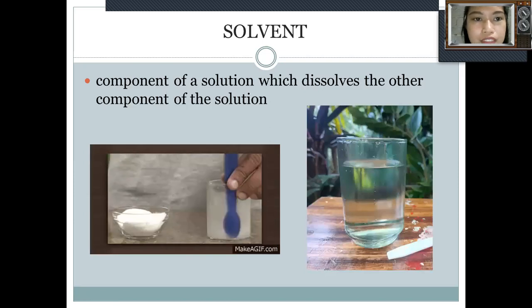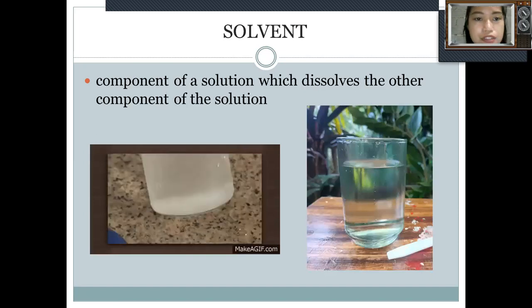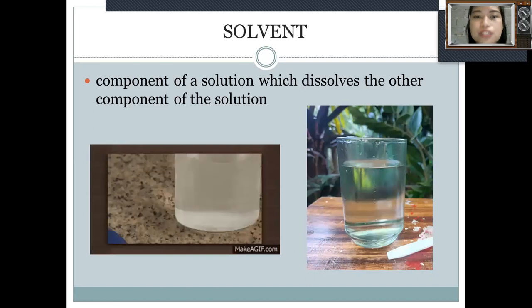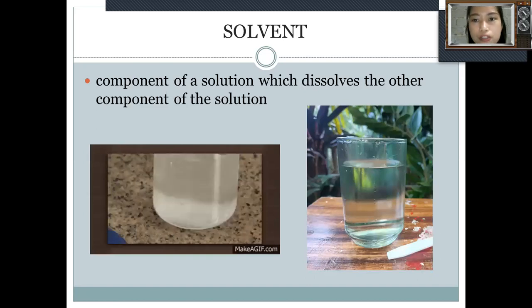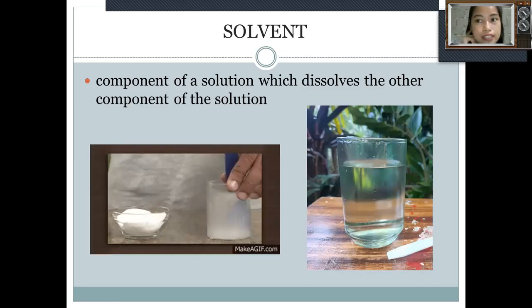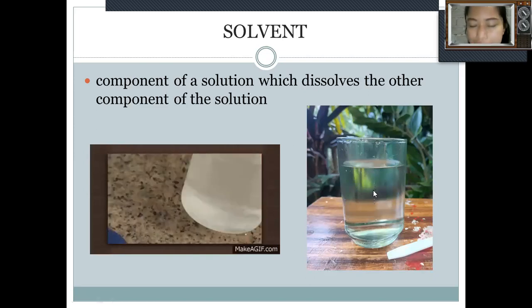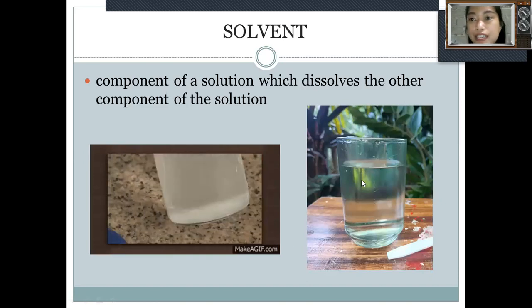So a solution has two components. The solvent is a component of a solution which dissolves the other component of the solution. In the experiment that we had, the solvent is the water, and you can see that the solvent is larger in amount than the solute. Remember that.